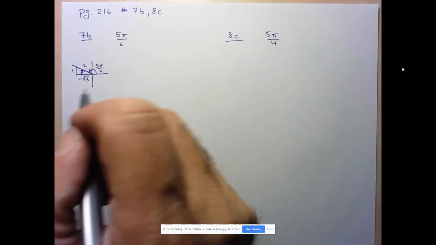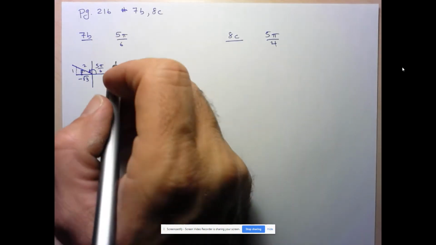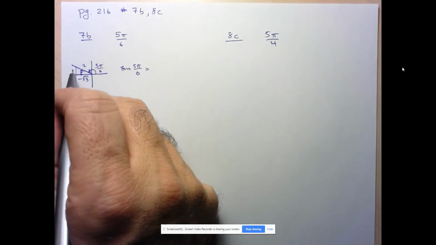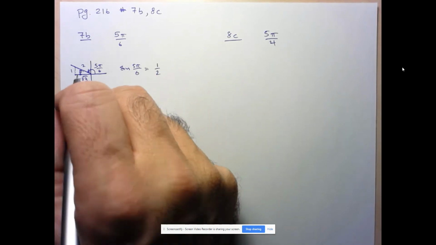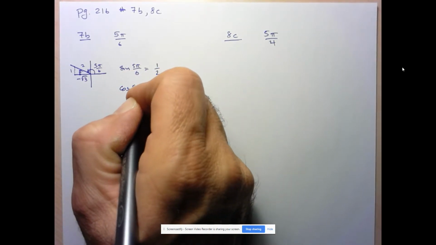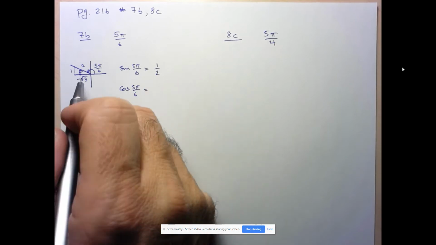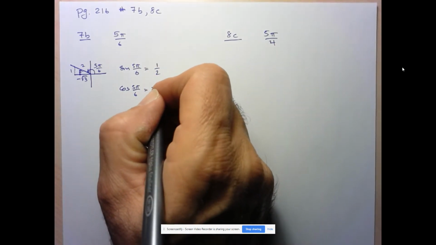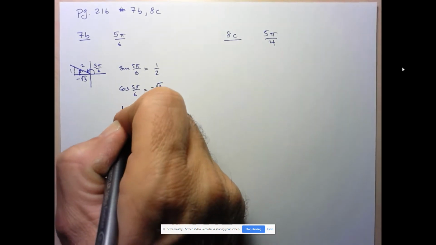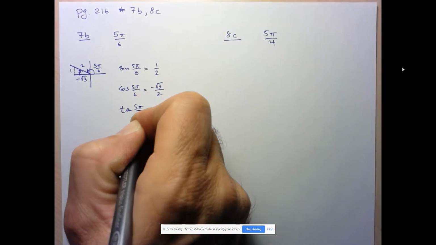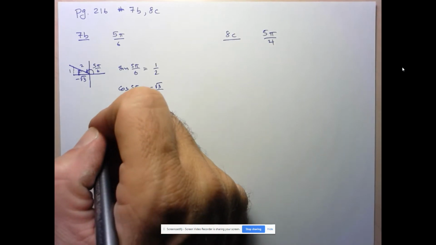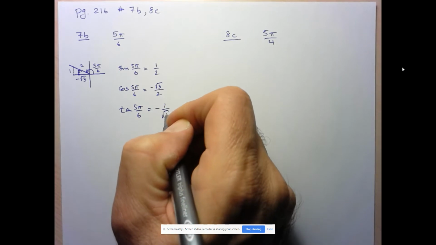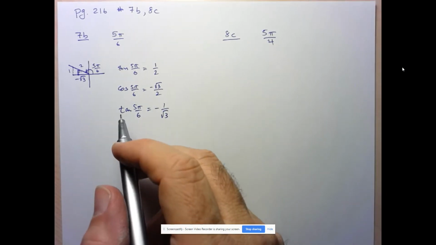And so from here, I can now just read off all my trig ratios. So sine of 5 pi over 6 is just going to be 1 over 2. Of course, positive since it's in the second quadrant. Then cosine of 5 pi over 6 is just going to be x over r, so negative root 3 over 2, negative as expected. And then finally, tangent of 5 pi over 6 is just going to be y over x, so negative 1 over root 3, as expected, negative in the second quadrant.